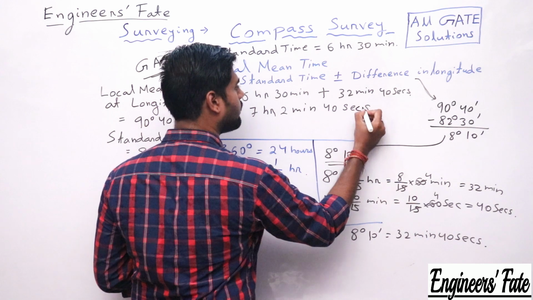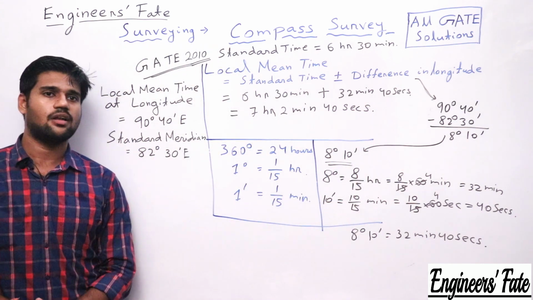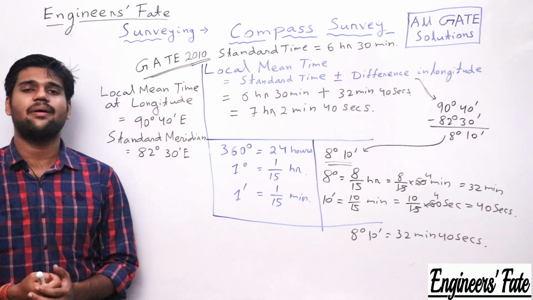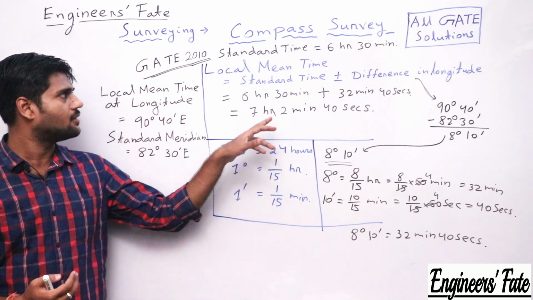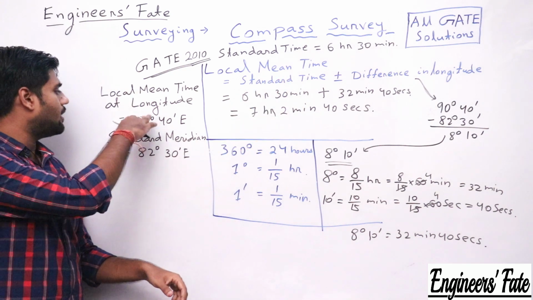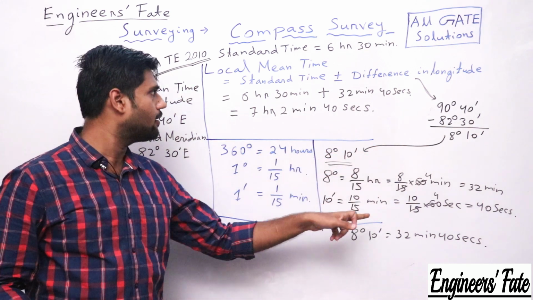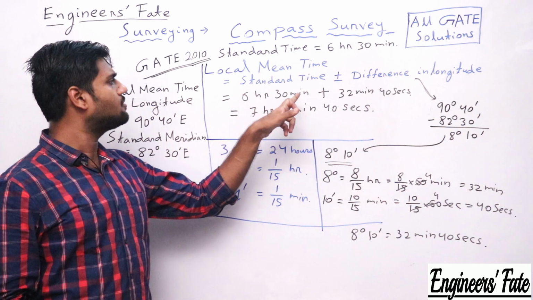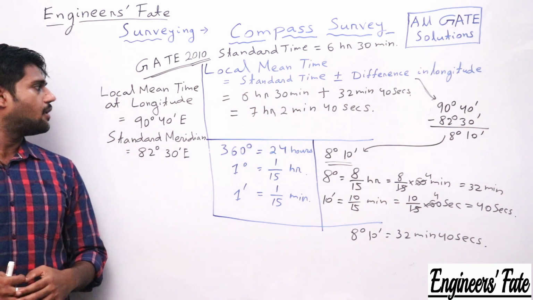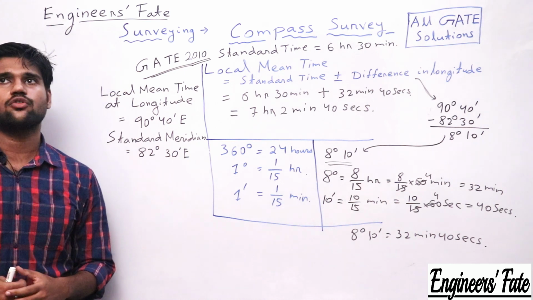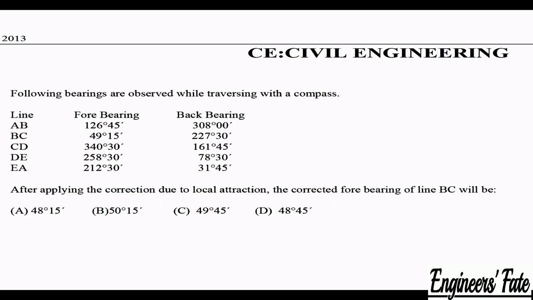I hope you have understood this question. So please note it down. This is from astronomical survey, but nothing is there. First note this thing, then note the formula, then the difference in longitude, then how I convert this, then this formula again. I hope you have understood this. Try the next question. The next question is from local attraction, which will be discussed briefly.